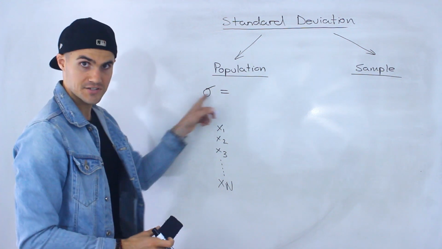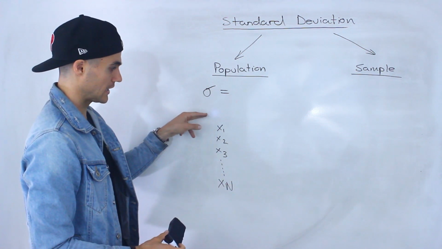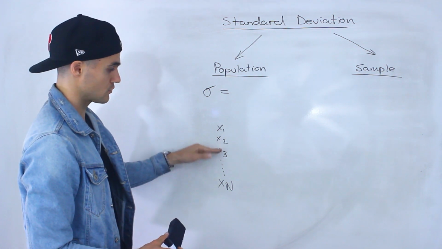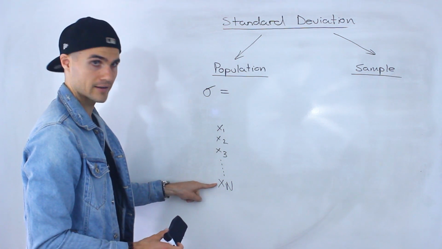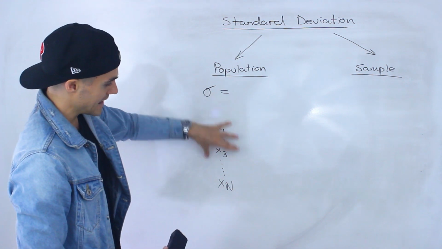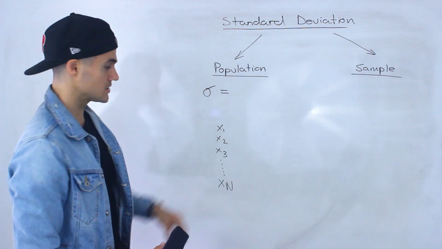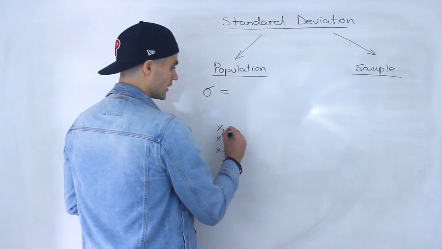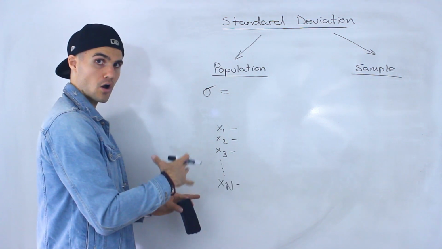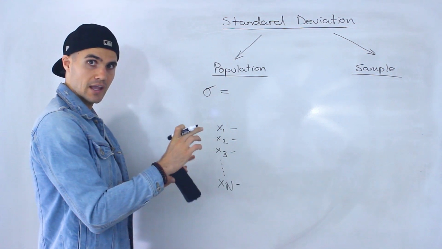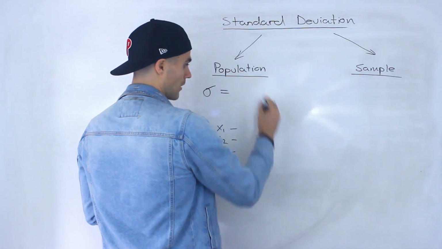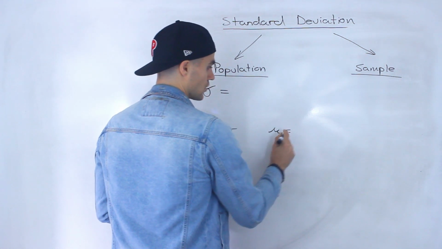Right? So if there's 1,000 observations in the population you're looking at, this would be 1,000 terms here, right? 1, 2, 3, all the way to x 1,000. So what we're going to be doing is taking those observations and seeing how far they deviate or how far they vary from the mean. Okay, so the mean for a population is usually shown as mu.